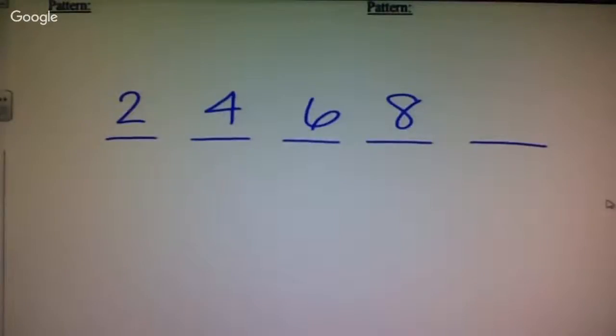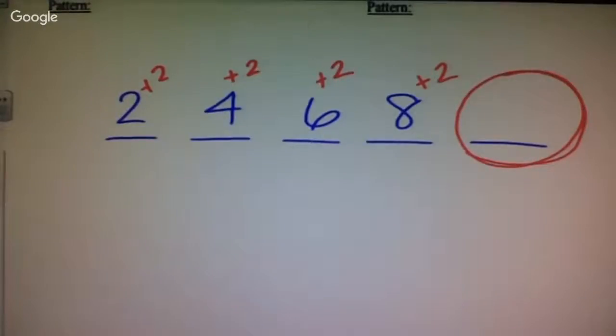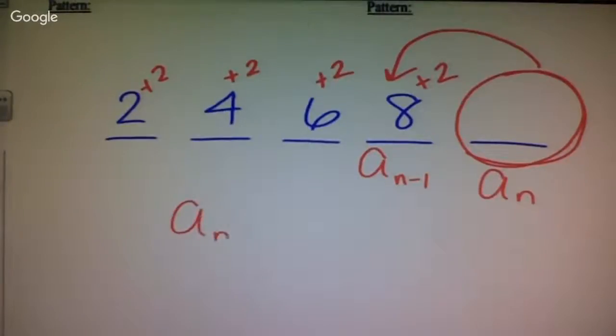Okay, what's my pattern? Plus 2. Each time I'm adding 2. So if I need to find this number, I need to use what number? 8. I need to use the number that comes before it. So if I'm trying to find a sub n, I need to go one space back. So minus 1. And what am I doing to that number? Adding 2.